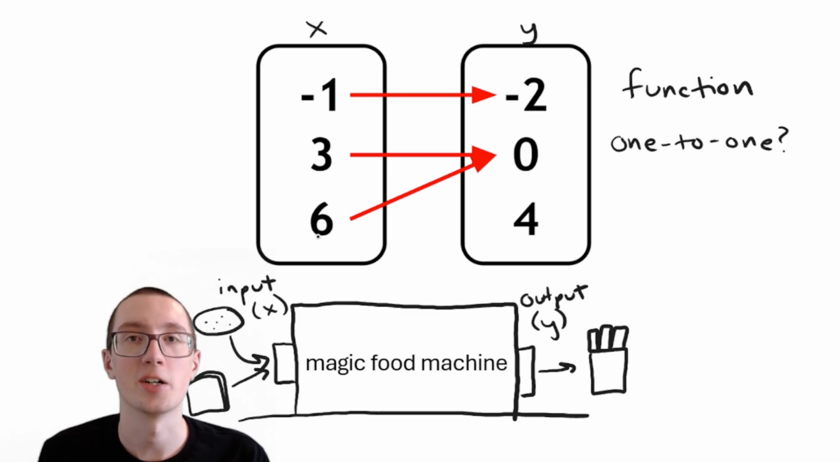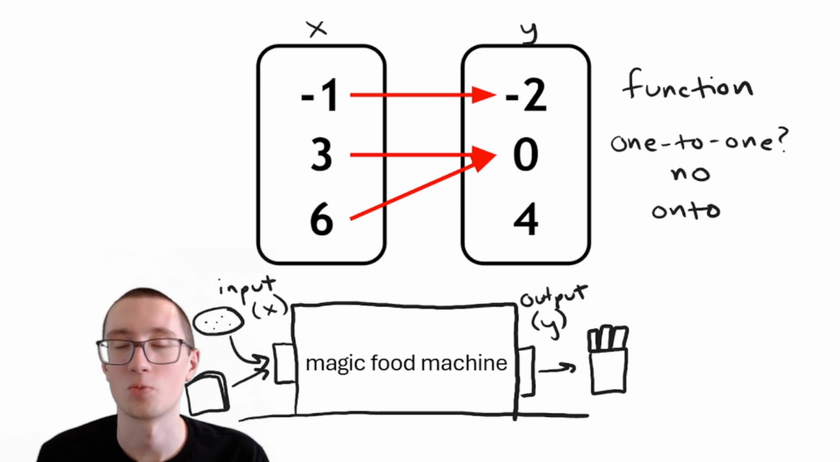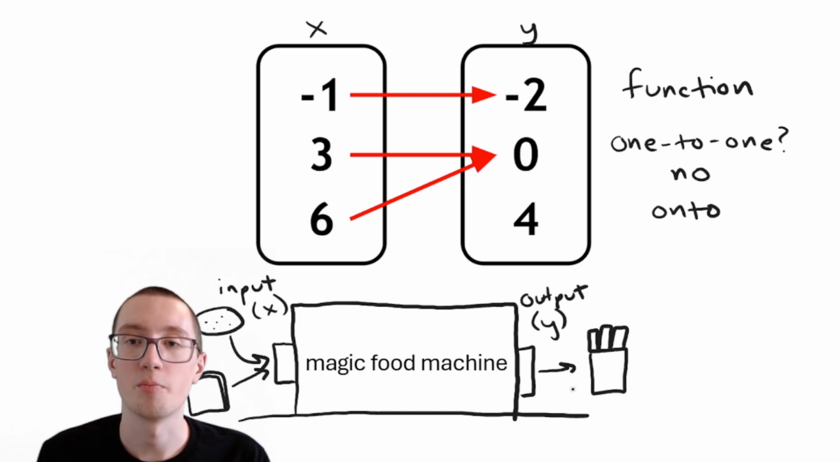So is this one here one-to-one? Well, no, because 0 is a thing that the machine can make, but 3 and 6 can both make it. So in this case, this is not one-to-one. But what about onto? Well, onto is a weird one because like 95% of the time it is going to be onto because it seems really weird. But basically, onto means the big list, as you could say, the menu of things that can come out of the machine need to actually be possible to get out of the machine.